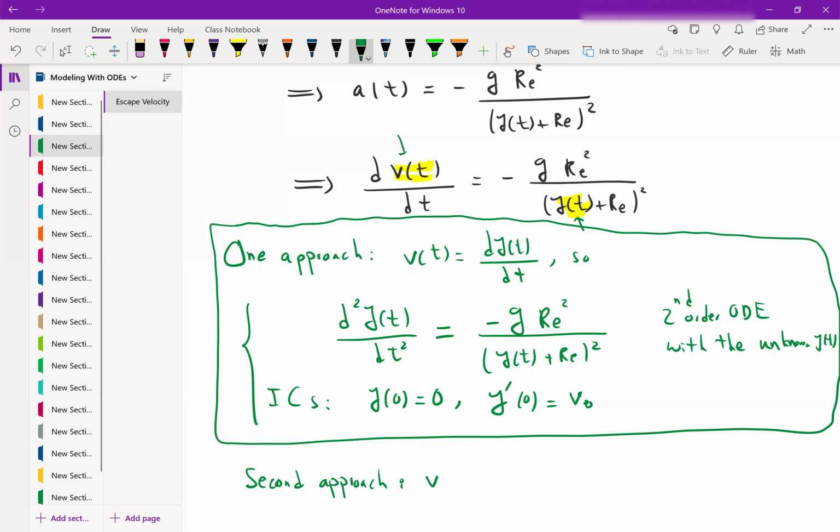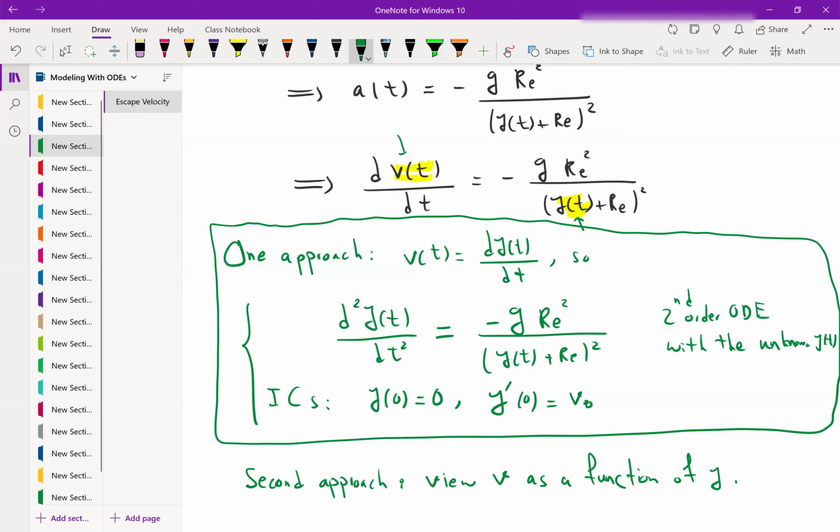view v, the velocity, as a function of y, as a function of height, instead of a function of time. At any height, you have a velocity as a function of y. Now let's see how this will work out. So if I'm viewing v as a function of y, instead of having dy dt on the left, I should work with dv dy.